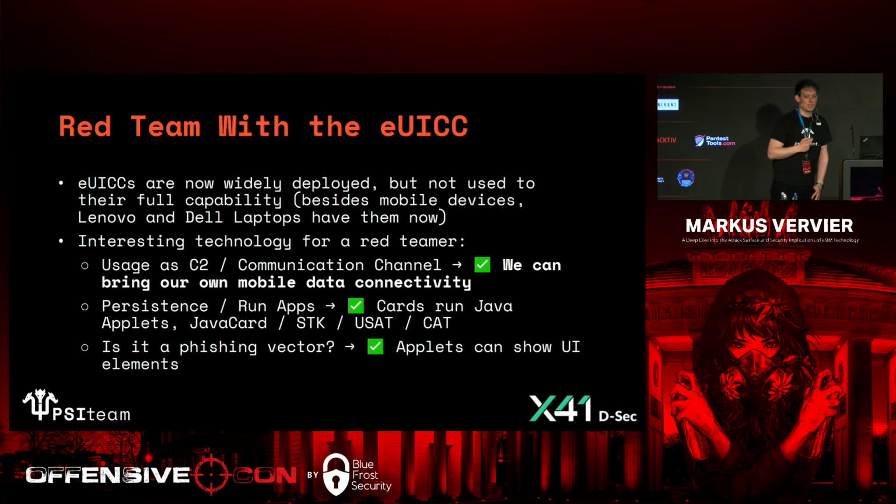To recap, why is it interesting for us? We want to bring our own technology. We want to bring our own data connectivity to evade, let's say, the monitored network. And we also want persistence. For example, it would be interesting to run apps on that. And the question is whether it's a phishing vector. Phishing is always a bit of a question. Of course, it's not like a kernel exploit, but it works. And it's actually a real problem, so I think that makes it very relevant.